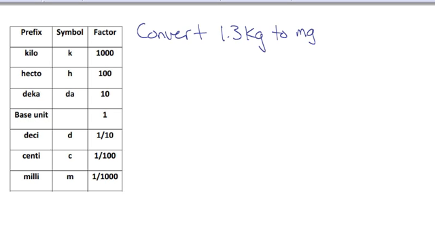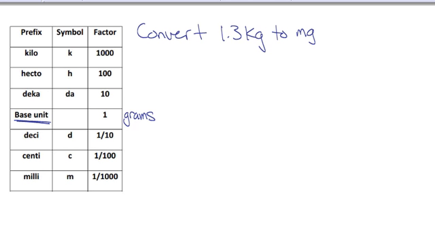In this example, we're going to convert 1.3 kilograms to milligrams. So we're going to use this metric conversion table to do this. First thing we need to do is identify the base unit. So kilograms, milligrams, that base unit is grams.